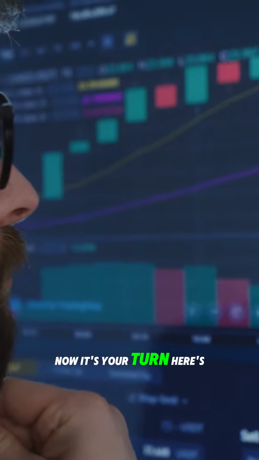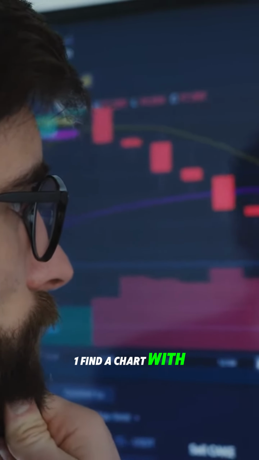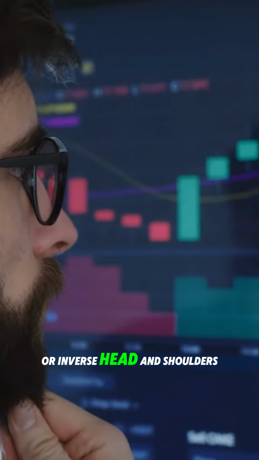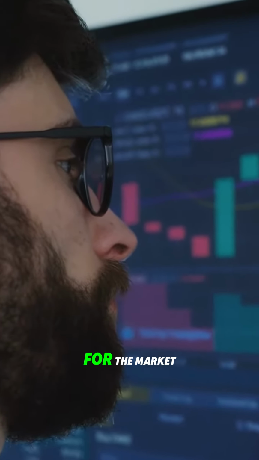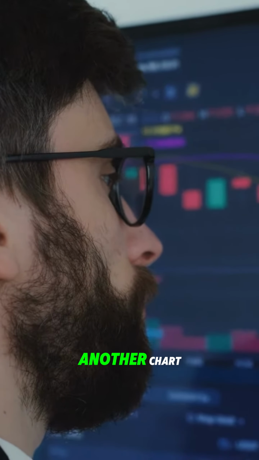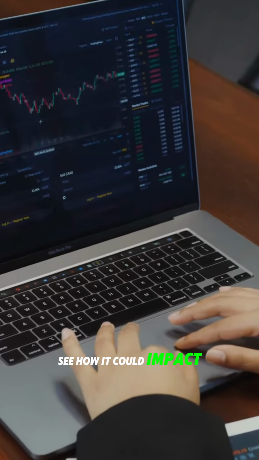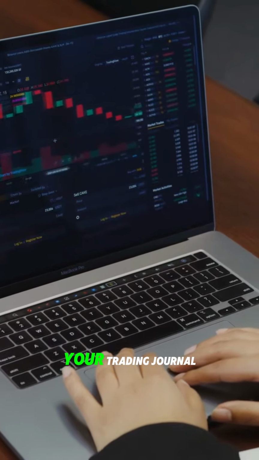Now it's your turn. Here's what you need to do today. 1. Find a chart with a head and shoulders or inverse head and shoulders pattern. Analyze its formation and what it might mean for the market. 2. Look for a double top or double bottom pattern on another chart. See how it could impact future price movements. Make sure to note your observations in your trading journal.